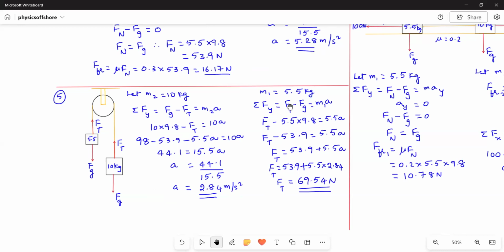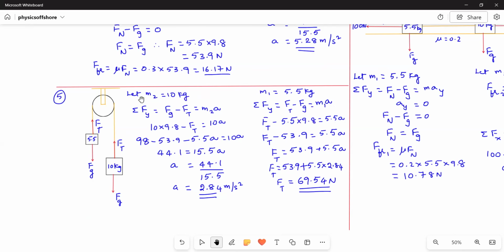Sigma Fy is equal to Ft minus Fg is equal to M1A because the weight is less than the tension. This is the 5.5 kilogram mass, and the 10 kilogram mass is hanging on the other side. So the 10 kilogram mass is pulling the 5.5 kilogram mass. Therefore, Ft minus Fg is equal to M1A. From this, we can calculate Ft by plugging in the values, and you will get the equation.